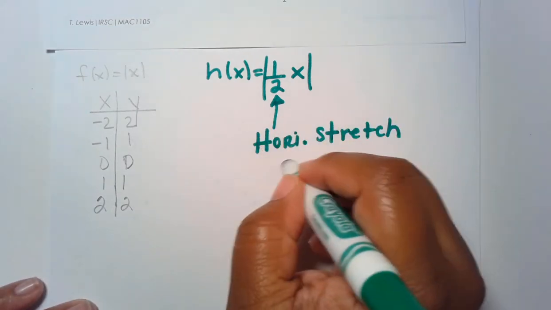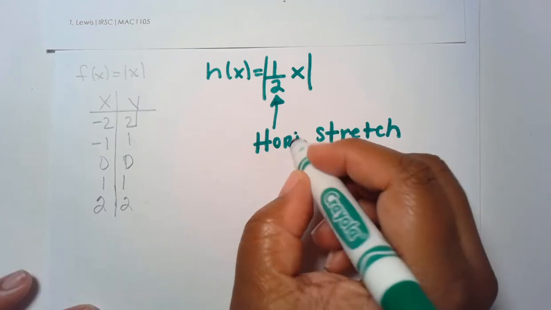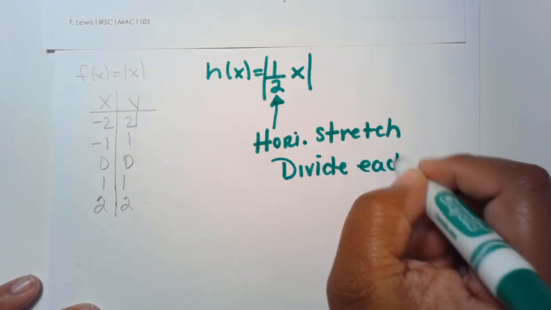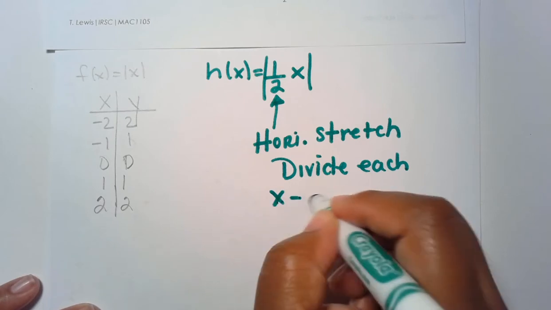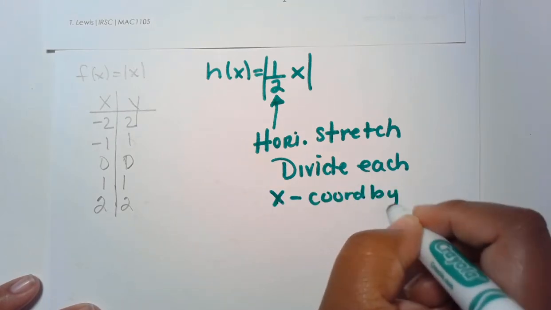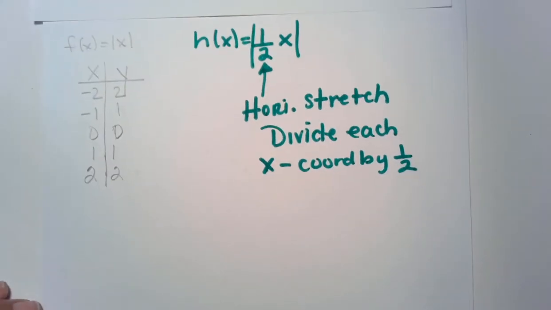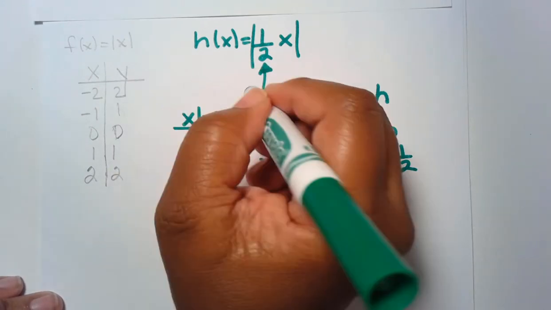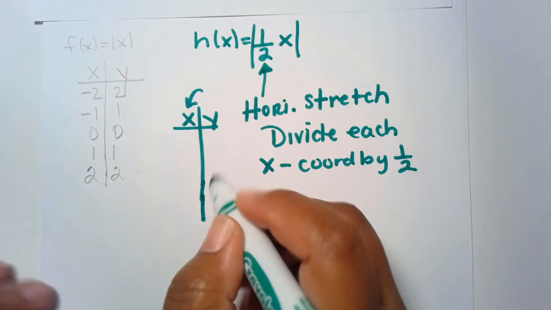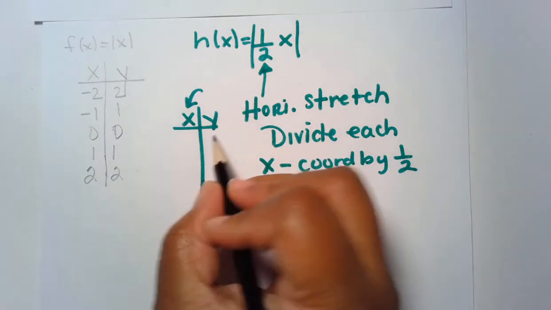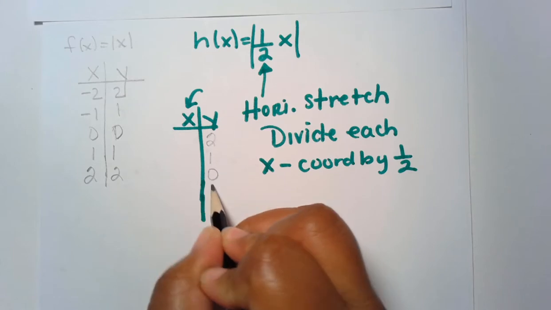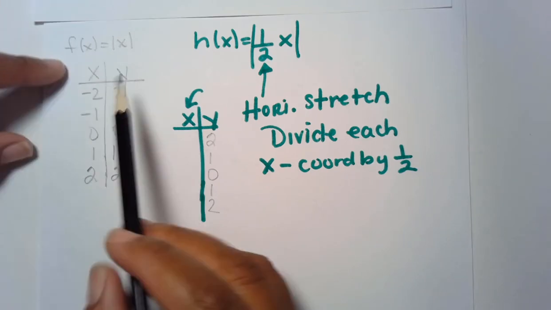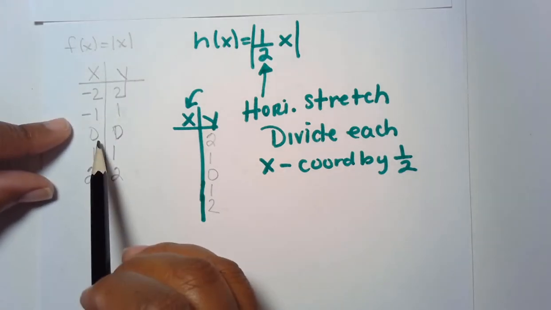And what we will have to do is create a table, and we would divide each x coordinate by 1/2. Okay, so here's our XY table. Our focus is going to be on the x coordinate. Therefore, we are not changing the y coordinate. So let's look at the x coordinates from our original graph.